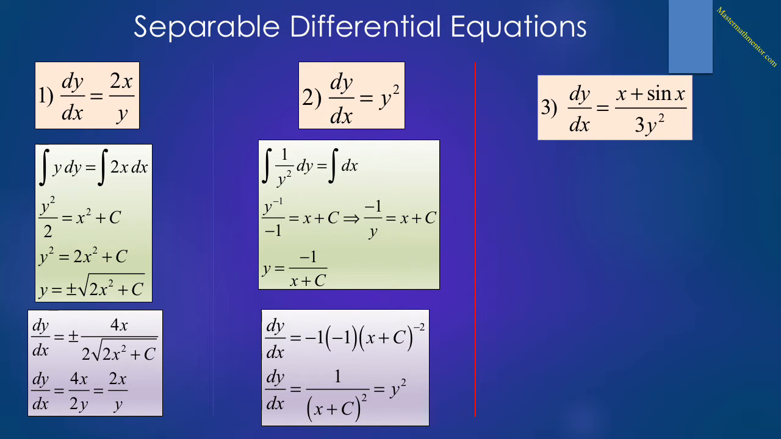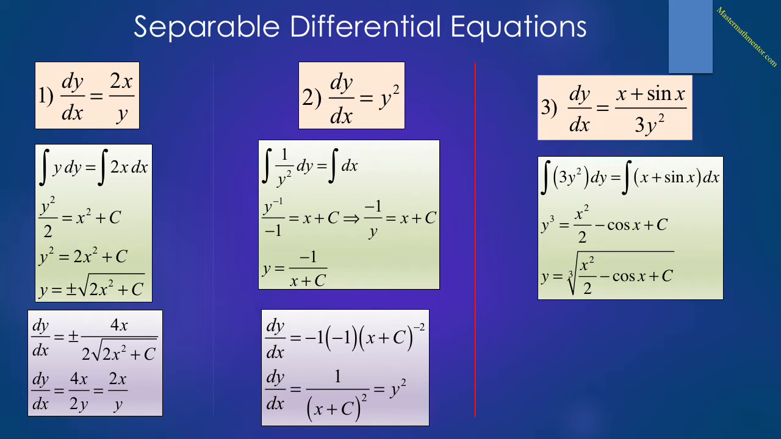Checking, we can write y is equal to negative 1 times x plus c to the negative 1 power, and therefore dy dx is equal to negative 1 times negative 1 times x plus c to the negative 2 power, which is equal to 1 over a quantity x plus c quantity squared. But that is the same thing as y squared.